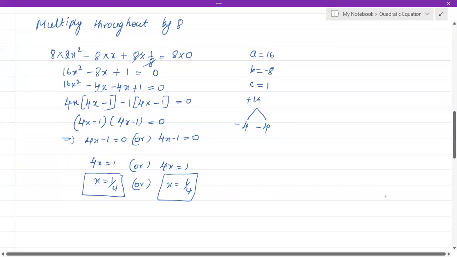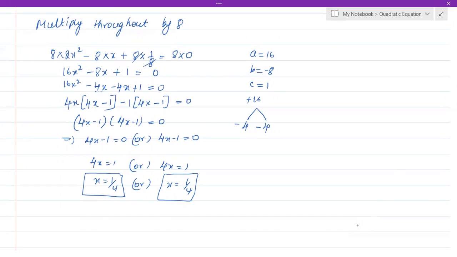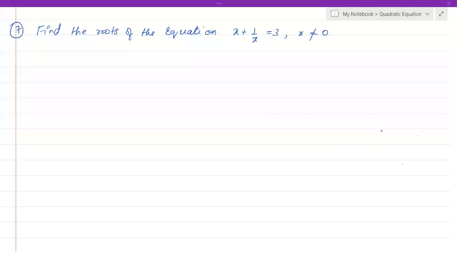Okay. So let's solve another question. So the next question, we have to find the roots of the equation x plus 1 by x equal to 3 and x should not be equal to 0. It is very obvious that x should not be equal to 0 because x is in the denominator. We cannot have the denominator as 0.